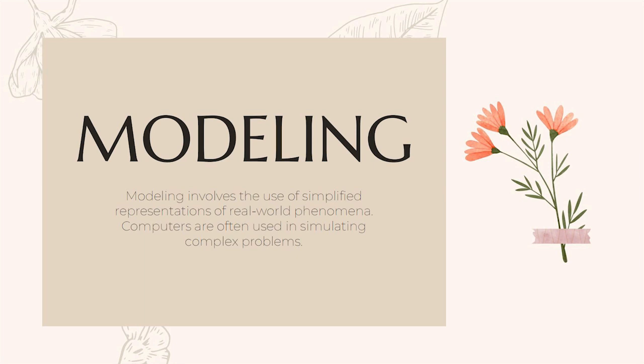Modeling involves the use of simplified representations of real-world phenomena. Computers are often used in simulating complex problems. Modeling is typically used to determine the performance of a real system, for example, interlibrary loan, by observing the behavior of a representational or analogous system.